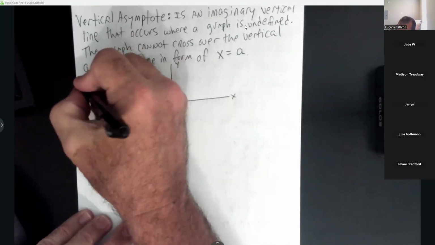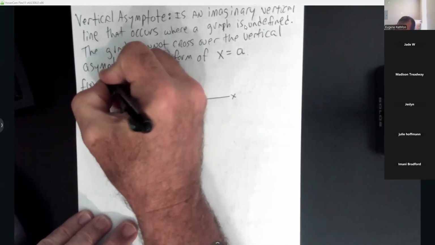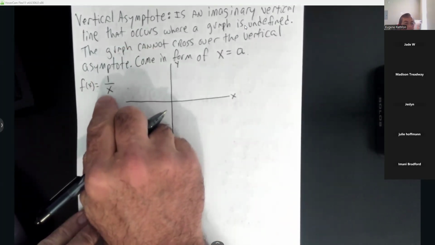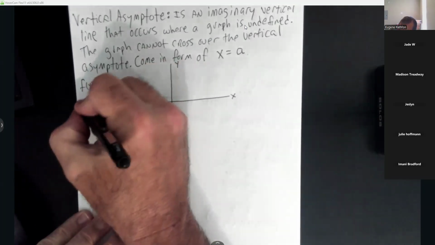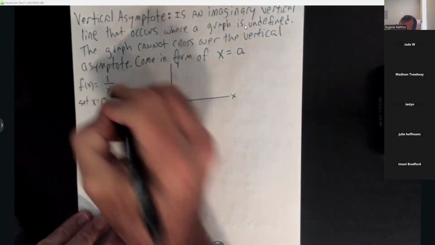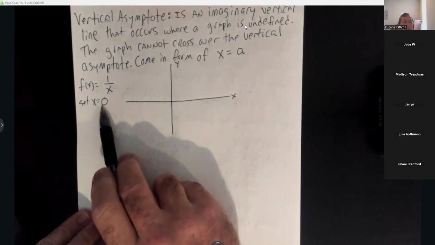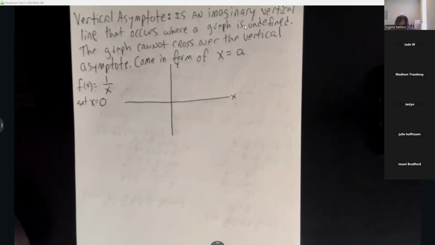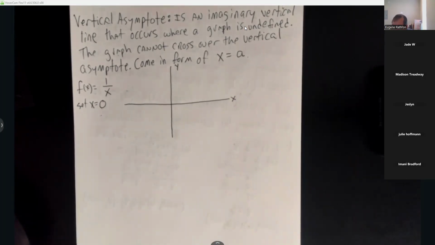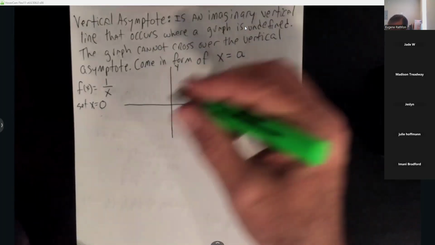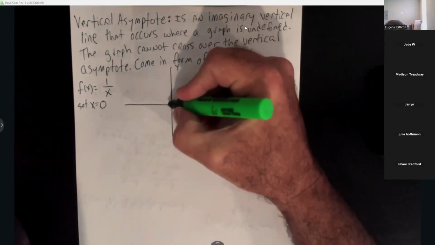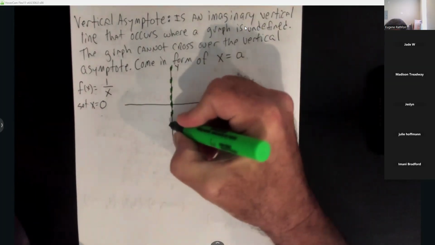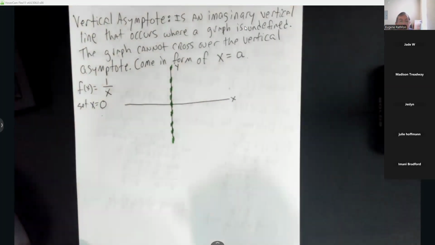So say I had a graph like this. F of X equaled 1 over X. Well, we could tell by this one, if we set the bottom equal to 0, the only number that cannot be put into this fraction is a 0. So what that means, y'all, is at the X value of 0, which is the Y-axis, right? There would be like an imaginary vertical line right here.